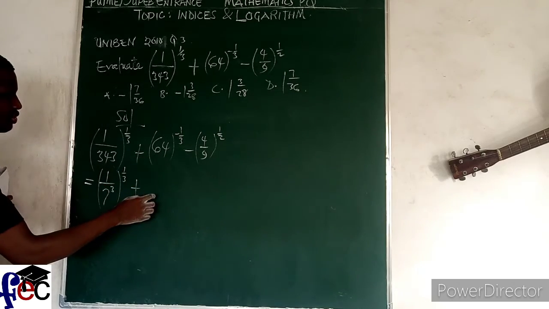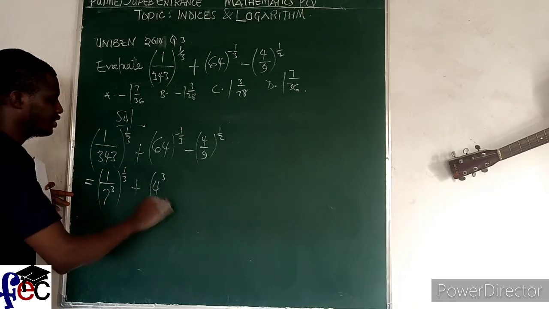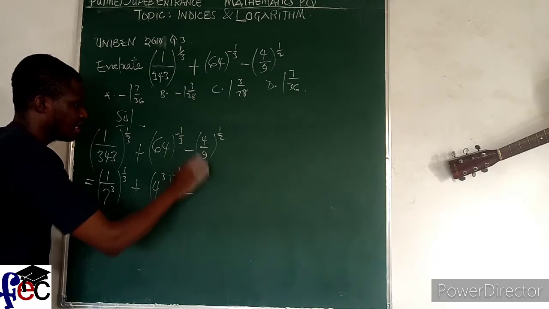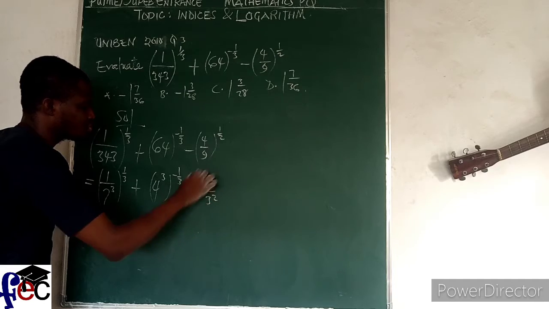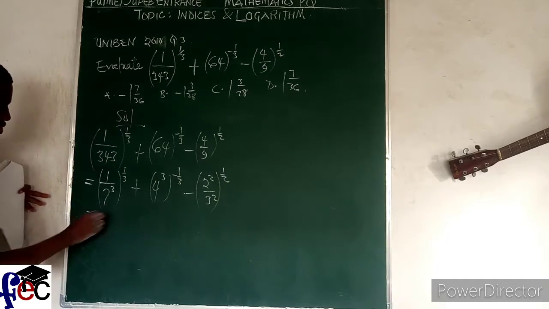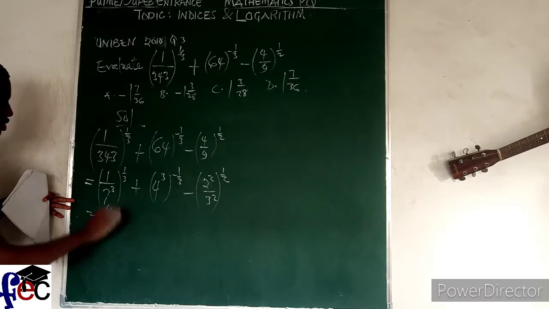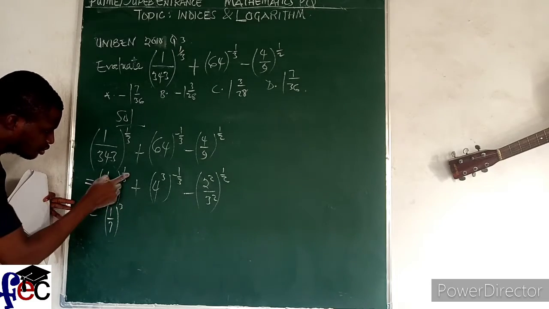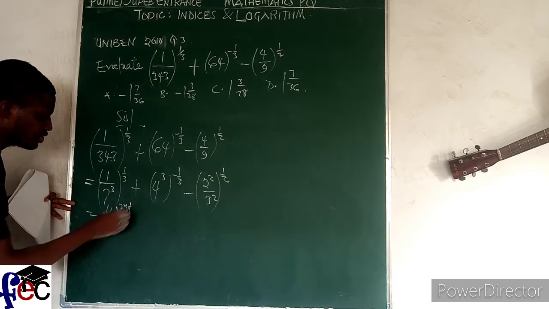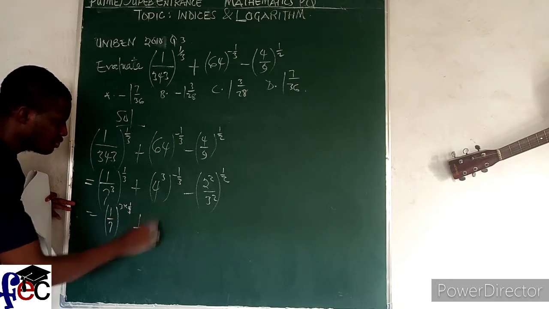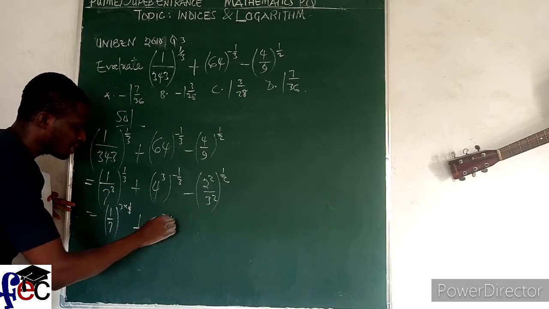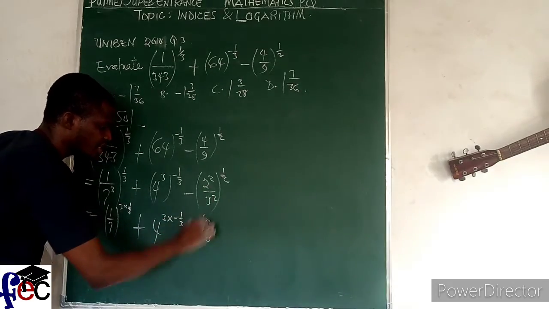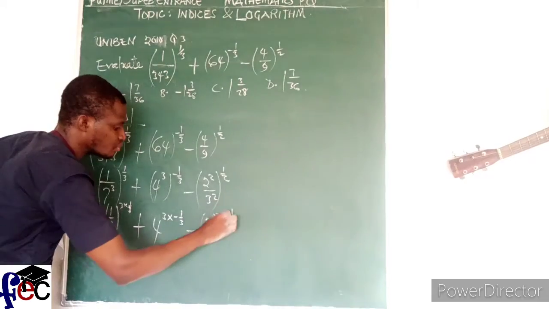Plus this one is the same thing as what? 4 raised to power 3, all raised to power minus 1 over 3, minus, I can write this as 2 over 3, all raised to power 2, all raised to power 1 over 2. So this one is the same thing as 1 over 7 all raised to power 3, because this one is the same thing as 1 over 3. So I can now allow that single 3 to multiply this power 2 from the law of indices. Then I have plus 4 raised to power 3 times minus 1 over 3, minus this one, I can write as 2 over 3. Take a single power, and that will multiply this 1 over 2.